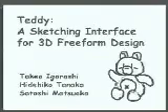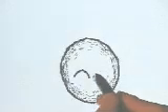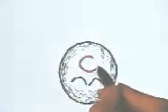This videotape introduces our 3D modeling system called TEDDY. TEDDY is a sketching interface for designing freeform models such as stuffed animals. The user draws 2D freeform strokes interactively, and the system constructs a 3D shape automatically. This demonstration is running as a Java applet on a standard PC. I will introduce the modeling operations one by one.